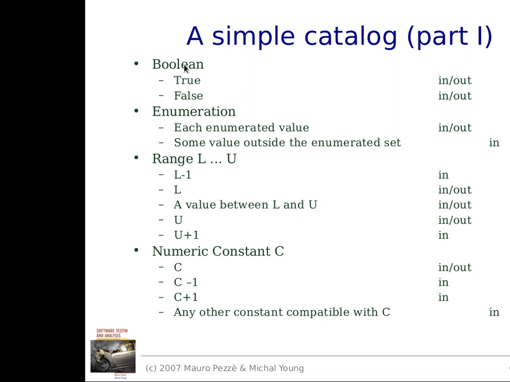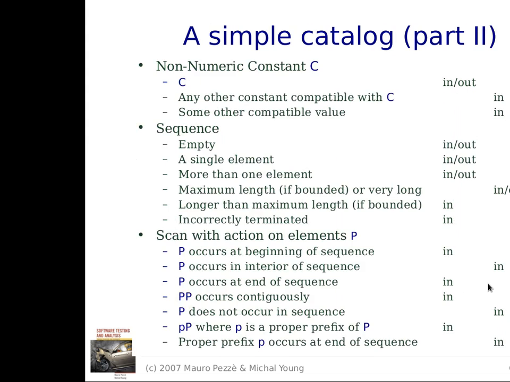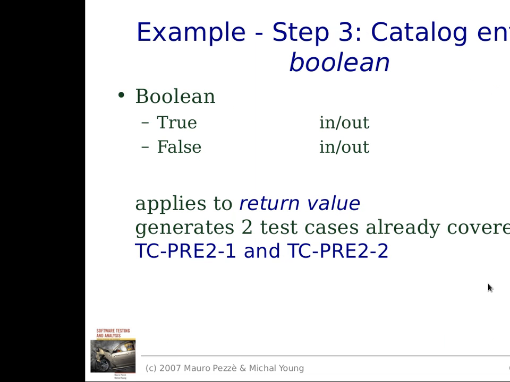So a simple catalog. If you have a Boolean value, it can be true, and that can be an input or an output. False, again, input and output. Enumeration is any enumerated value, in or out. Some values outside the enumerated set will be in. What it's saying here is if you have a value that's outside the ASCII chart, it should only be on the input because that's what CGI is. It should not be on the output. The ranges from lower to upper, if it's one less than lower, should only be on the input. Otherwise, in and out, etc., etc. And then same thing for a numeric constant C. Then continue on with this for a while.